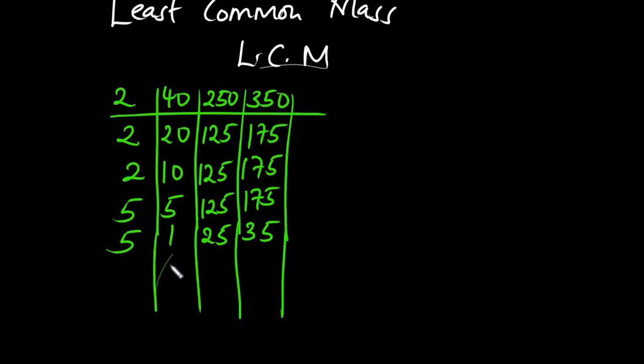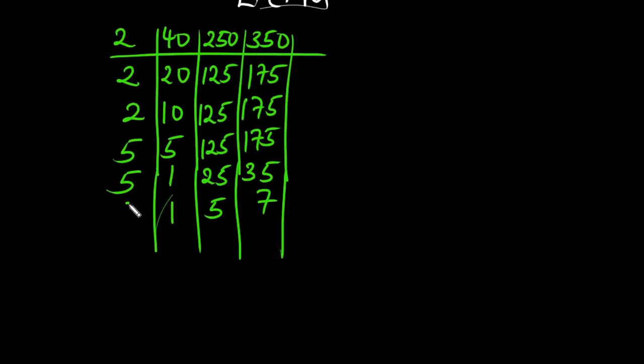So this one we're going to drop it down here, and then 25 divided by 5 is 5, 35 divided by 5 is 7. Okay, then I believe you can now see the trend. So we are still going to divide by 5, so it's going to be 1, 1, and then 7, and then finally we're going to divide through by 7 till we cannot divide any further.